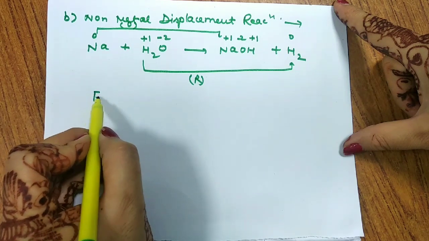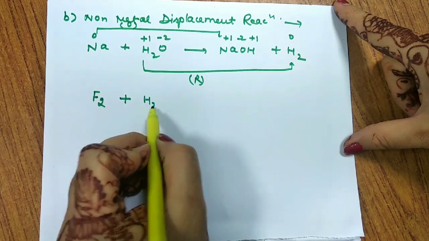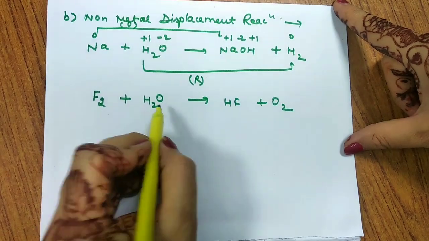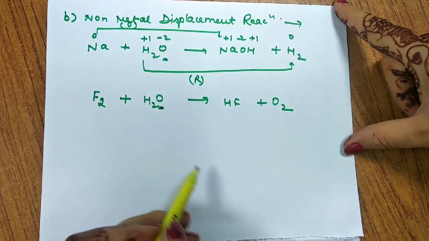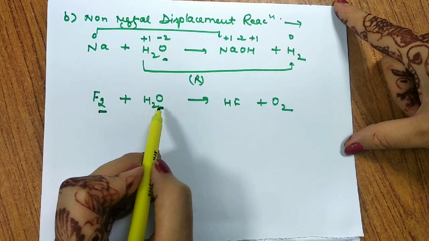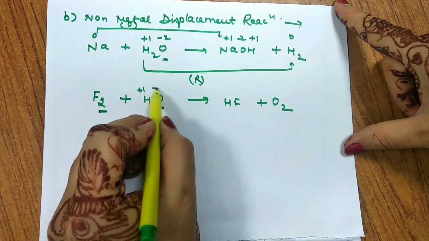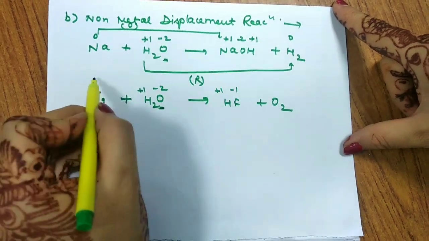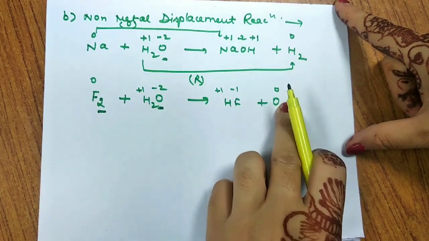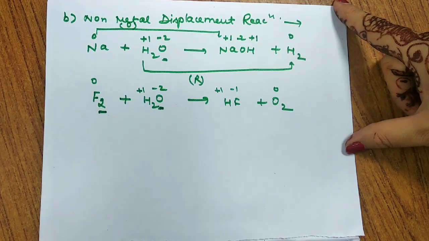Like we are having fluorine, which is a non-metal. It displaces oxygen from water and it changes into HF and oxygen. So oxygen has been replaced, as is observed in this case. This fluorine, which is a more reactive non-metal, displaces oxygen from water and we have this reaction. If I tell you the oxidation number, it goes this way. Fluorine from 0 to -1 undergoes reduction, oxygen from -2 to 0 undergoes oxidation. So this is about non-metal displacement reaction.